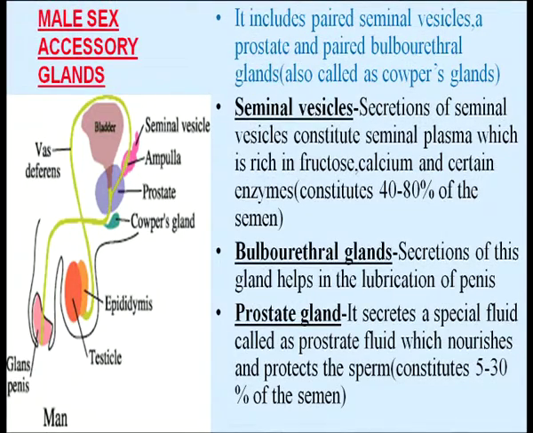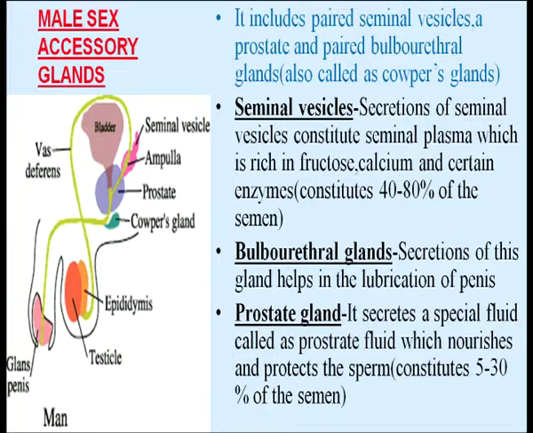Now we talk about the male sex accessory glands. They include paired seminal vesicles, a prostate and paired bulbourethral glands, which are also called Cowper's glands. First of all, we will talk about seminal vesicles. Secretions of seminal vesicles constitute seminal plasma, which is rich in fructose, calcium and certain enzymes, and surprisingly it constitutes 40 to 80% of the semen.